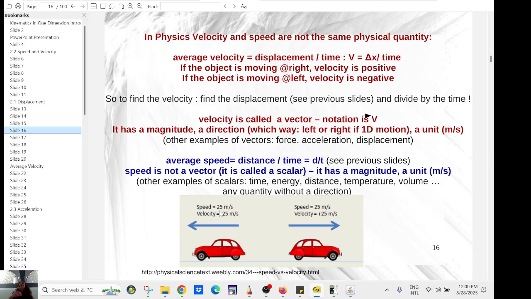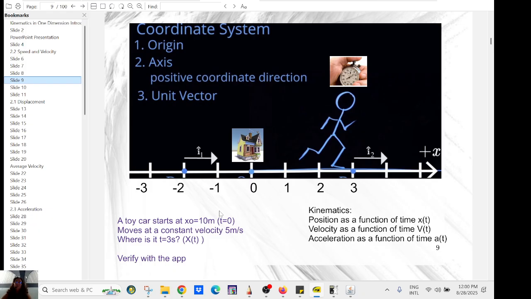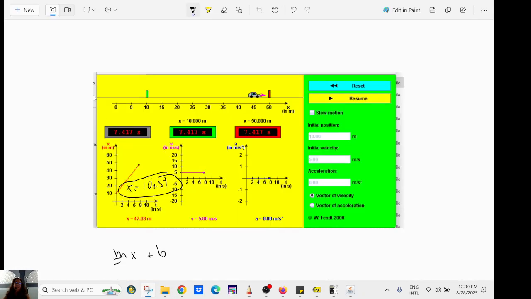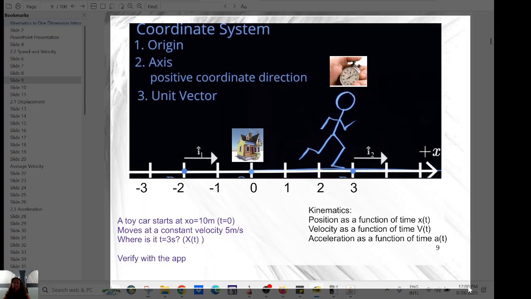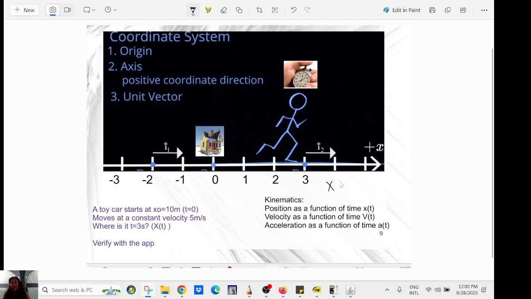So x is the position. Okay, so if you go to the number line here, what we're going to call x is the position. So for example, I can say x of 10 seconds, the position after 10 seconds is going to be 3 meters on the number line. But the displacement, the notation is delta x. Delta x is the final position minus the initial position.